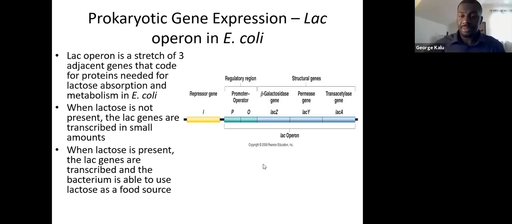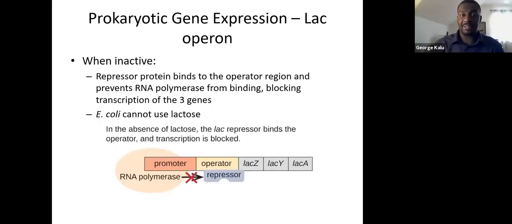Okay. So here's how this whole operation works. Okay. So starting with when it's inactive. Okay, so when our lac operon is inactive, we're going to have a promoter region, and that's going to be where RNA polymerase is going to bind. We're going to have an operator region, and then we're going to have our lac genes.